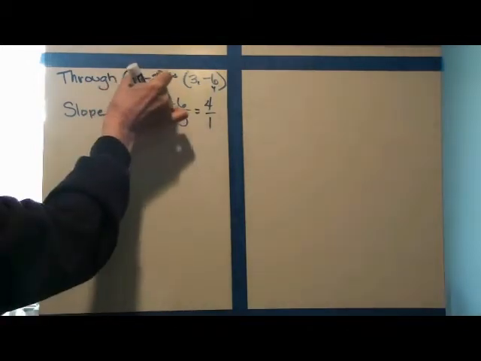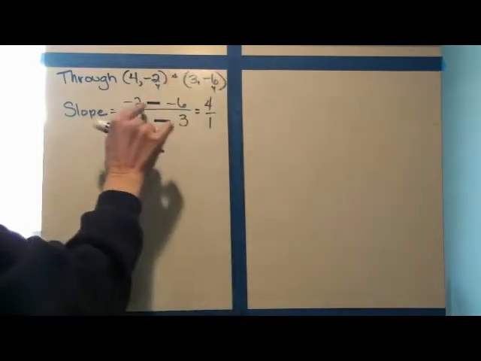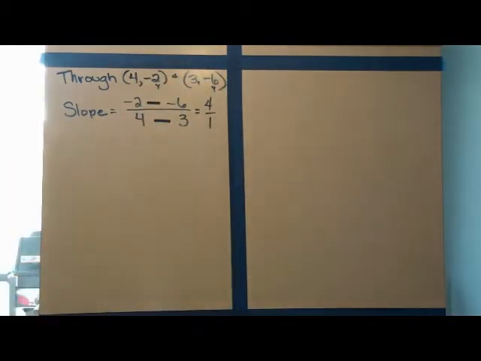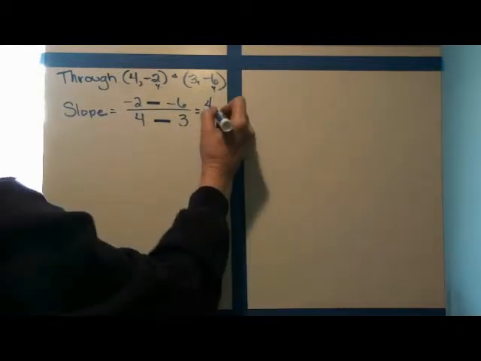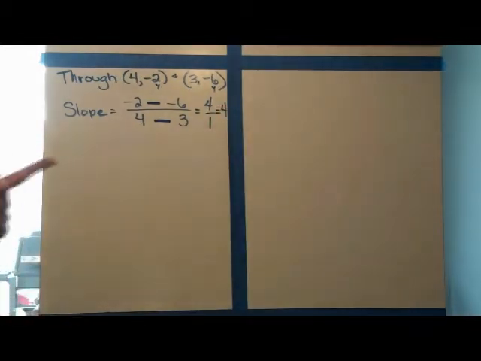I take the point and put it down, and then I take the other point and put it down, and then I put a subtraction sign in there. But you're still using the same slope formula. Once you have your slope formula figured out, you can see that your slope in this case is 4.